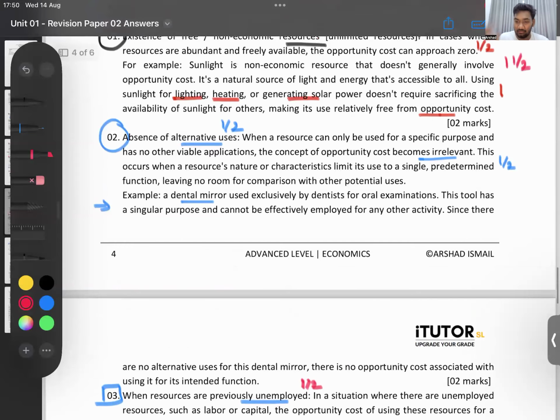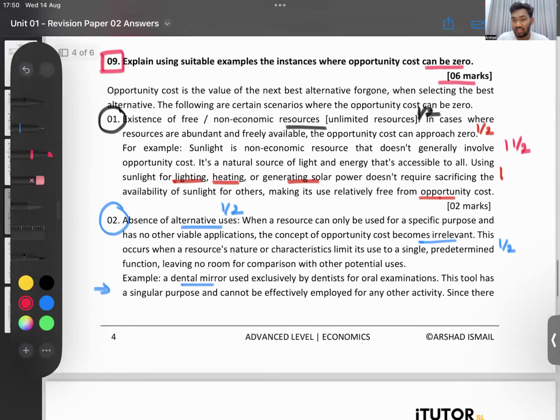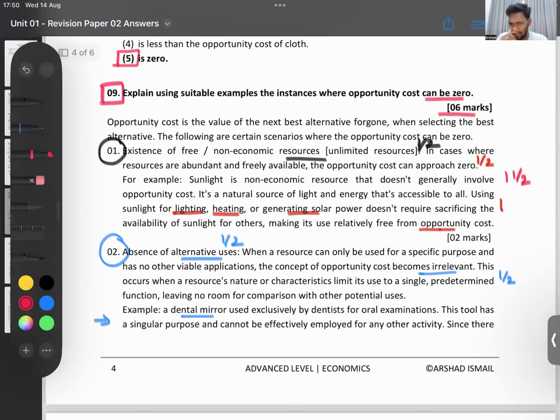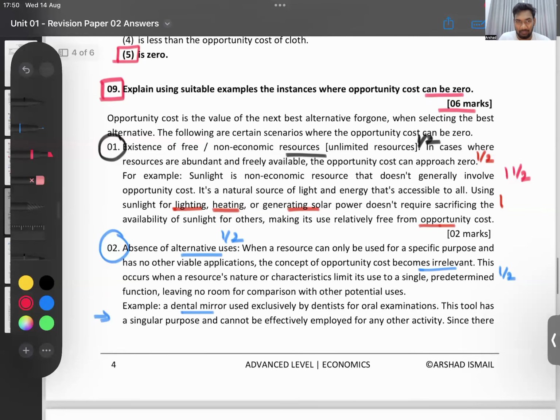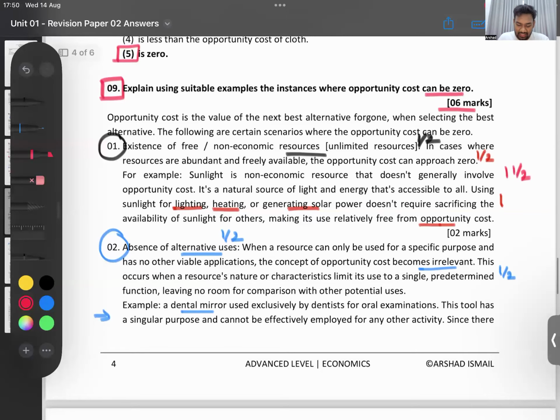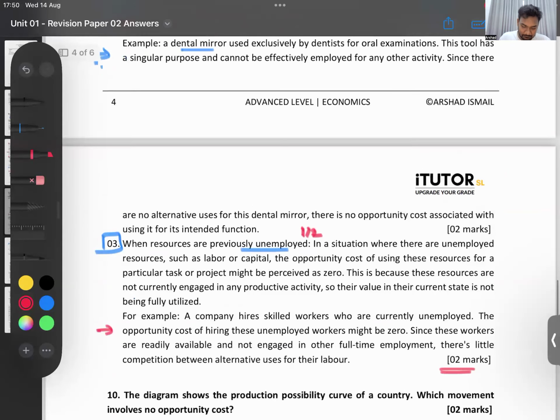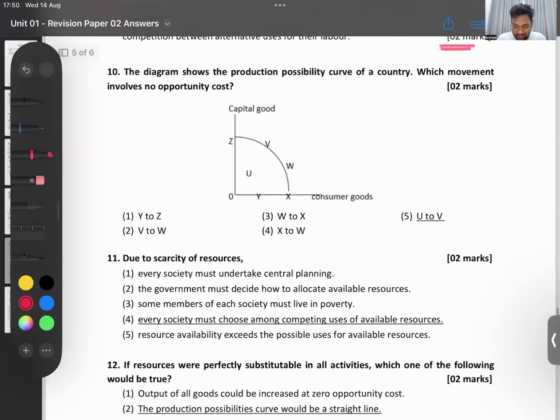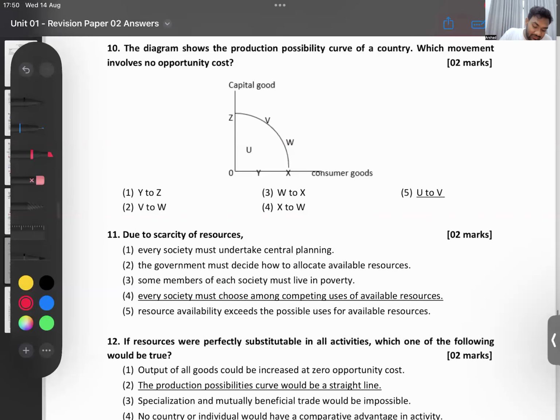3 reasons broken into 2, 2, 2, 2, 2. That is there. Yes. Laptop in the cupboard, no problem. I mean, laptop in the cupboard example. Then going into question number 10, 11, 12. These are MCQs. So 10, 11, and 12 is saying, the diagram shows the production possibility curve of a country, which movement involves no opportunity cost.